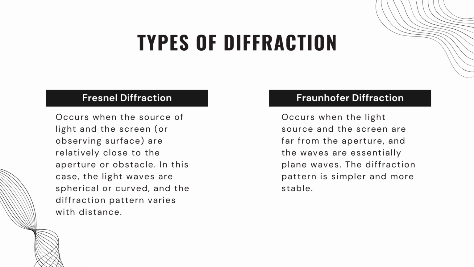There are two types of diffraction. Fresnel diffraction occurs when the source of light and the screen, or observing surface, are relatively close to the aperture or obstacle. In this case, the light waves are spherical or curved, and the diffraction pattern varies with distance. Fraunhofer diffraction occurs when the light source and the screen are far from the aperture, and the waves are essentially plane waves. The diffraction pattern is simpler and more stable.